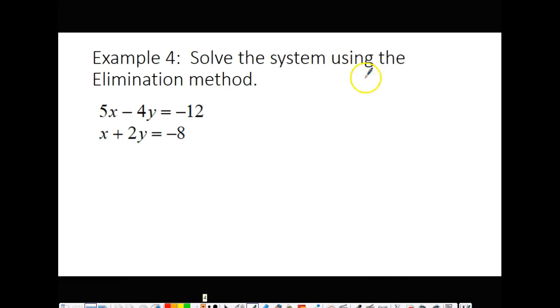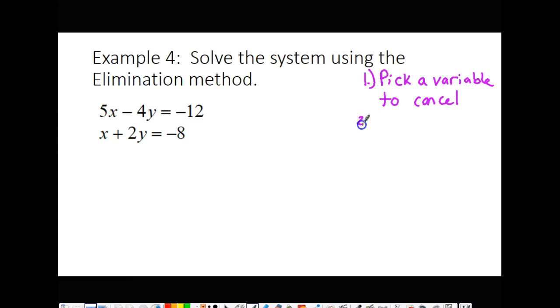pick out a variable that you'd like to cancel. It really doesn't matter which one you choose to cancel out. So I'll go ahead and say I want to cancel out the x's. Now, some of you who might be a little bit sharper and know how to do this already might think the y's are easier, and you're right, but just bear with me for a minute. I'm going to go ahead and pick the x's to cancel.